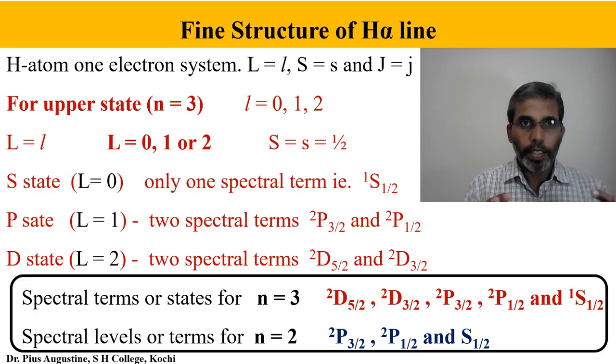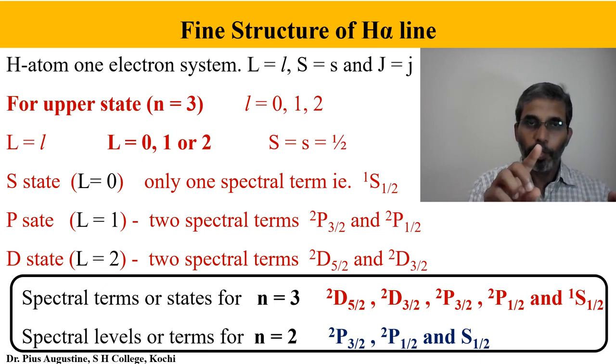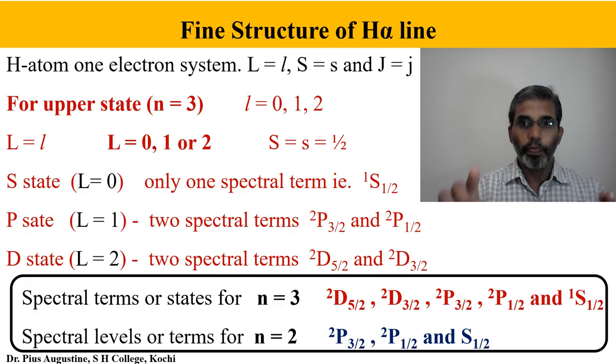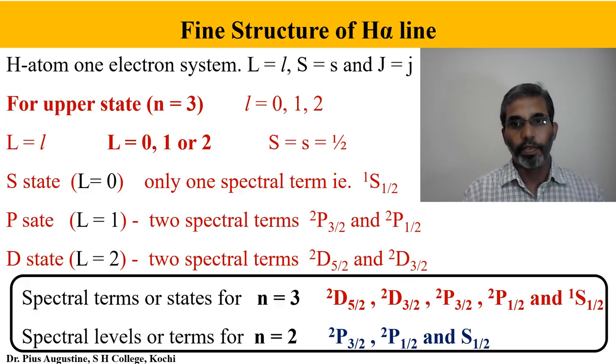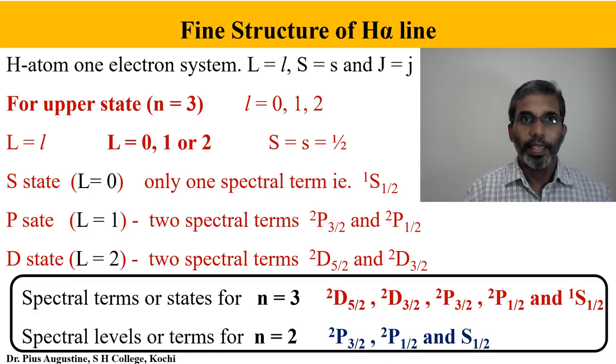So the spectral terms, or possible spectral levels or energy states, for n equal to 3 as per the vector atom model are: one is 2d 5 by 2, then 2d 3 by 2, then 2p 3 by 2, then 2p half and 1s half, or s half. Right? So there are 5 energy states.